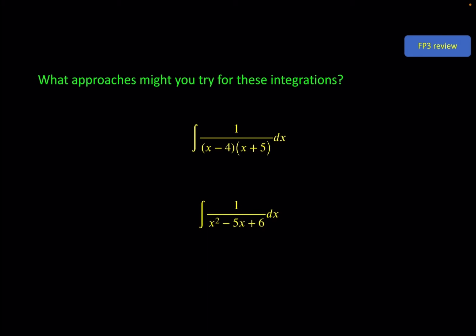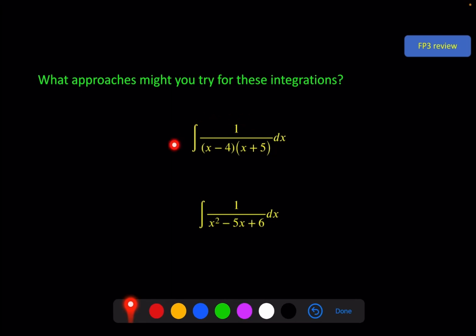What approaches might you try for these integrations on the screen? Hopefully you've done the background work to be able to give the answer: partial fractions, especially for this first one here, where we've got two terms in the denominator multiplied by one another. We can split this into partial fractions and integrate the two separately.